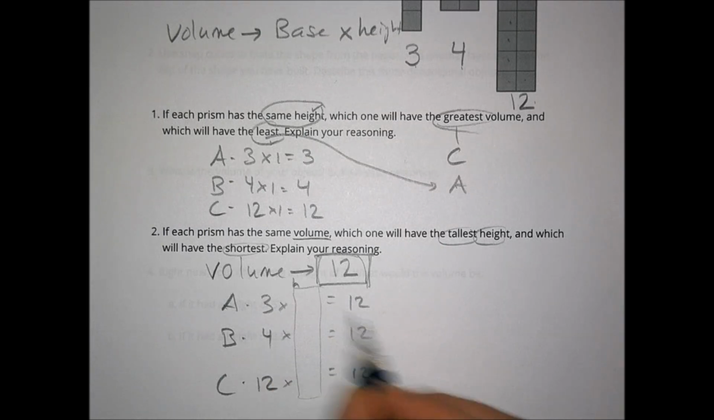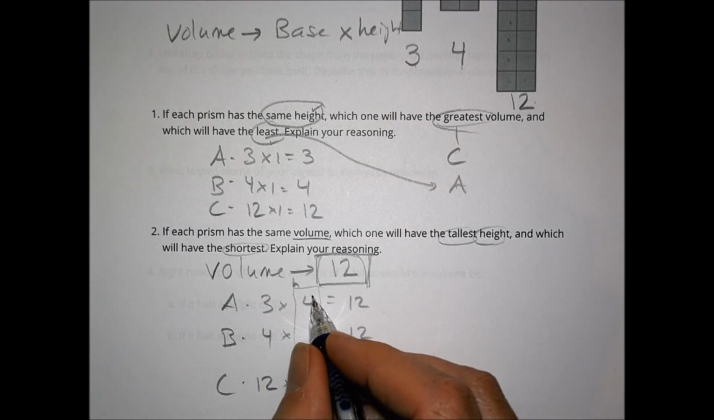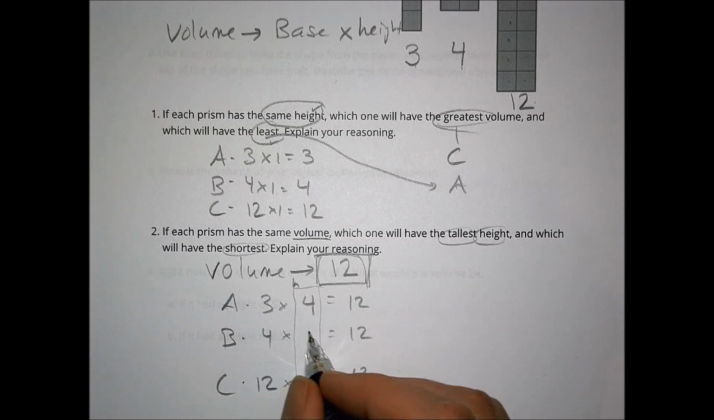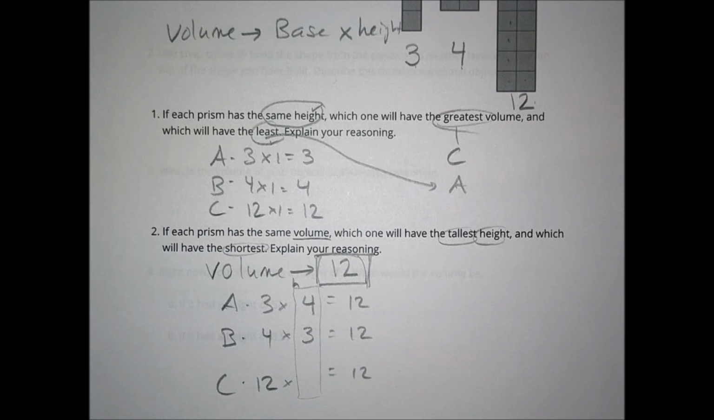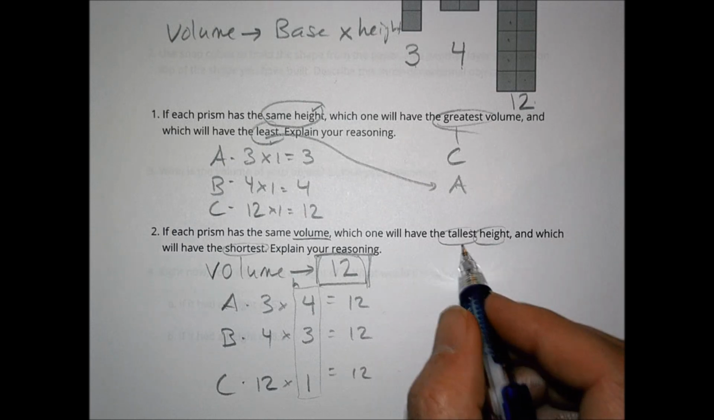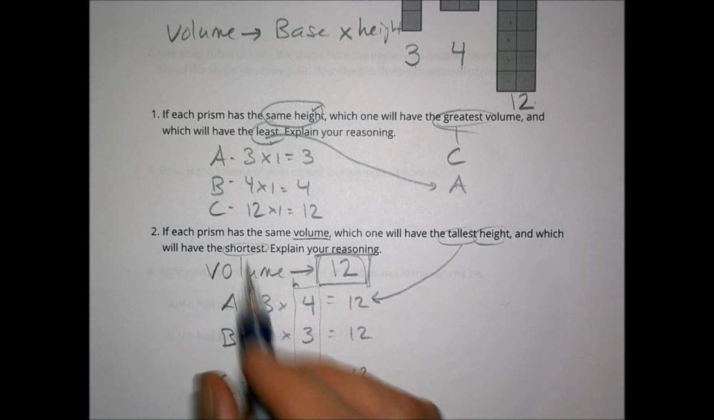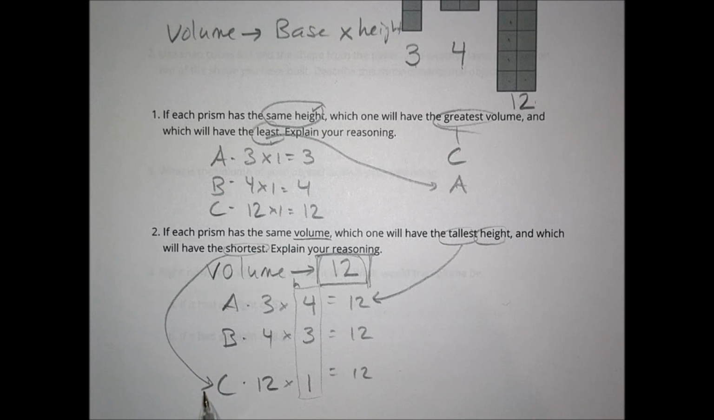So 3 times what height would get you to 12? In that case, we'd have a height of 4. If 4 is your base, a height of 3 would also get you to 12. And if your base is 12 and you had a height of 1, you would get to 12 as well. So in this case, your tallest is going to be A, because that's a height of 4. And now your shortest is going to be C.